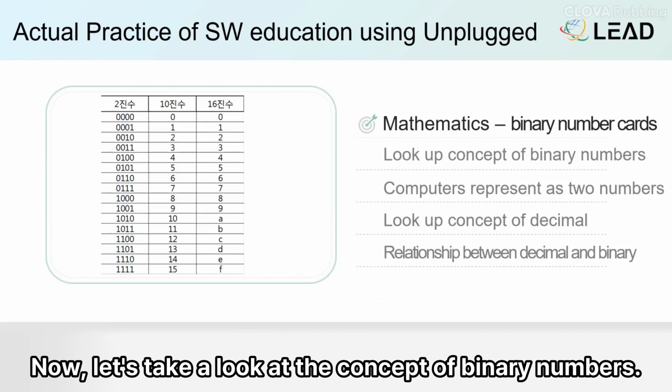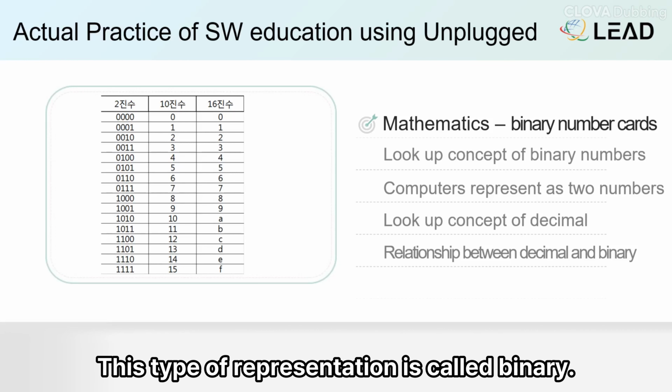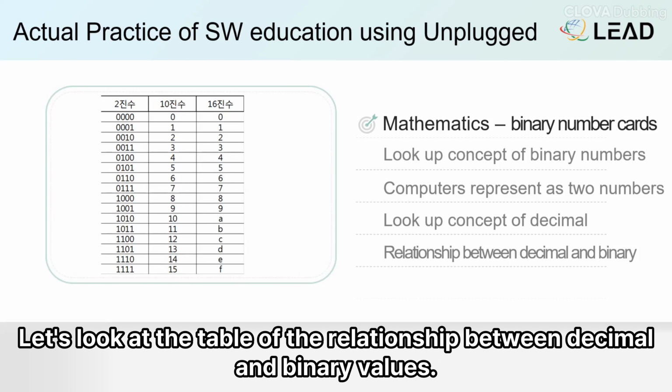Now, let's take a look at the concept of binary numbers. Computers represent all information as the numbers 0 and 1. This type of representation is called binary. The base of numbers people use is decimal. Let's look at the table of the relationship between decimal and binary values.